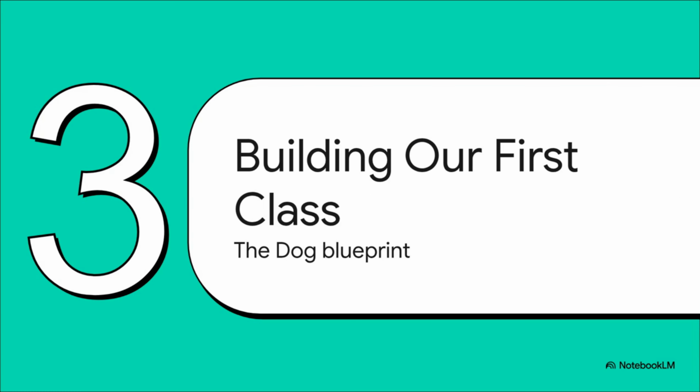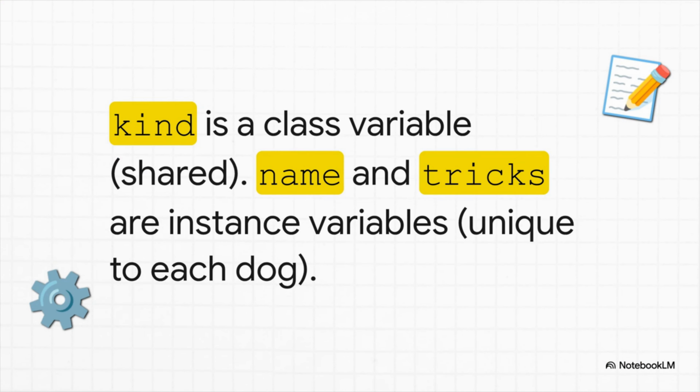Okay, enough talk. Let's get our hands dirty and actually build this dog blueprint. You're going to see the code is way simpler than you might think. Okay, let's break this down. Inside our dog blueprint, we've got two kinds of variables. First, see that kind equals canine? That's a class variable. Think of it as a fact that's true for every single dog we'll ever create from this. They're all canines. Simple.